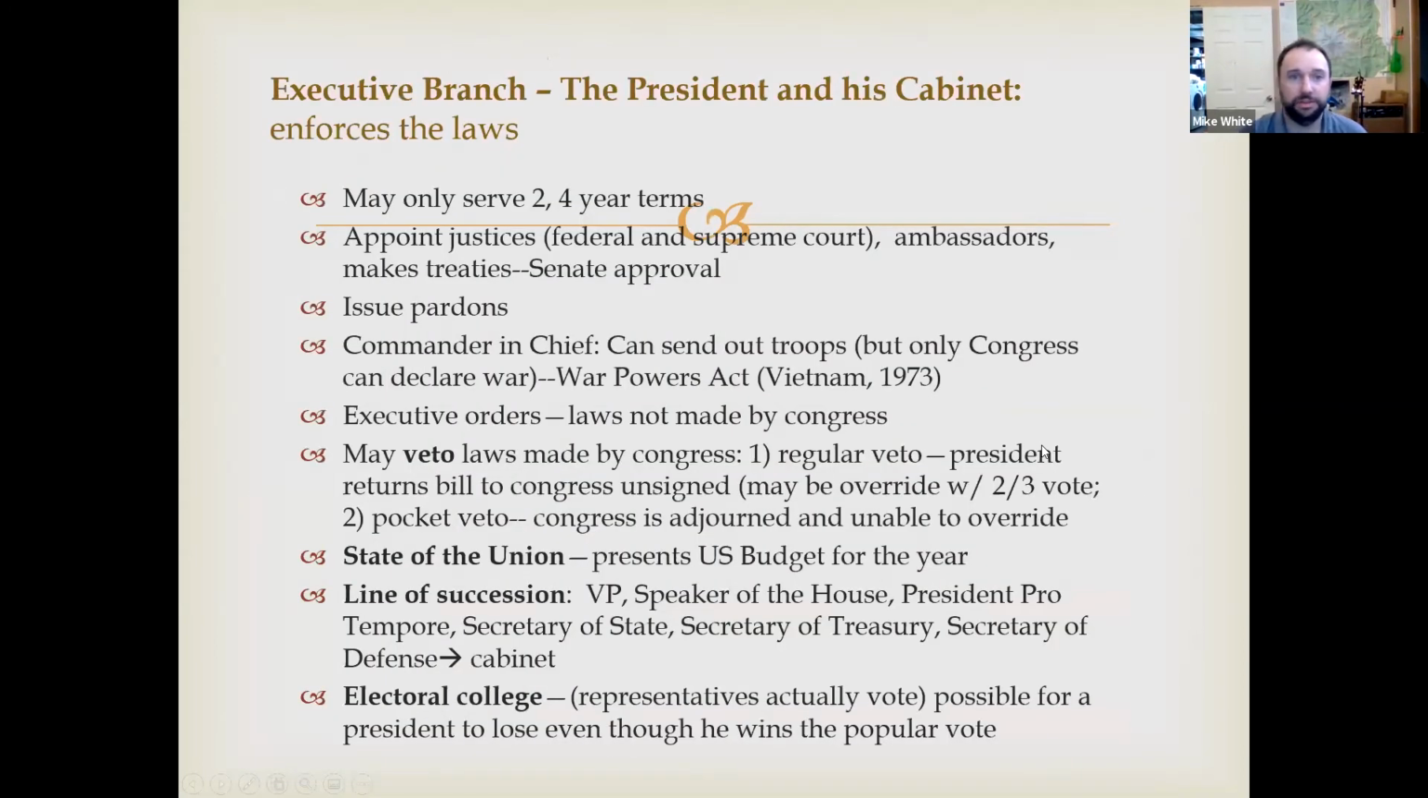So we'll start with the executive branch. The executive branch is the president and their cabinet. Again, they enforce and enact laws, put laws into being. Presidents can serve two separate four-year terms. So every four years we have a presidential election. A president can run for re-election one time, and after that, it's somebody else's turn to become president.